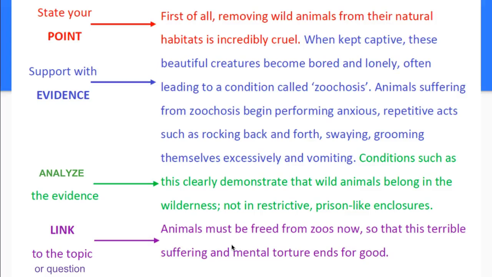Conditions such as these clearly demonstrate, there's a key word for when something is analyzing, that wild animals belong in the wilderness, not in restrictive prison-like enclosures. Link back to the topic or question. Animals must be freed from zoos now so that this terrible suffering and mental torture ends for good.